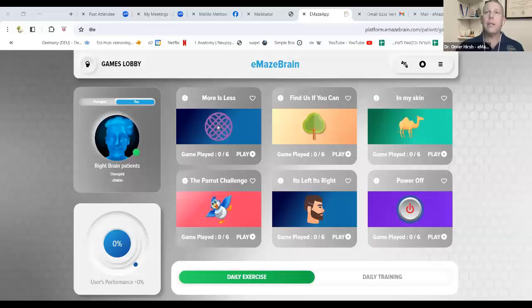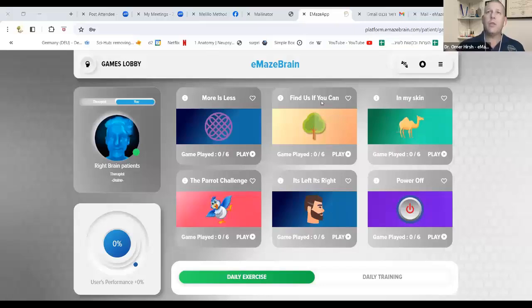But let's take more is less, like I said before. So let me show you what you're seeing. 0 out of 6 means this person is supposed to play this 6 times a day, but they haven't played it yet, right? And obviously because they don't have patience today. But we can change this, and I'll show you this later. But this is what these numbers mean.